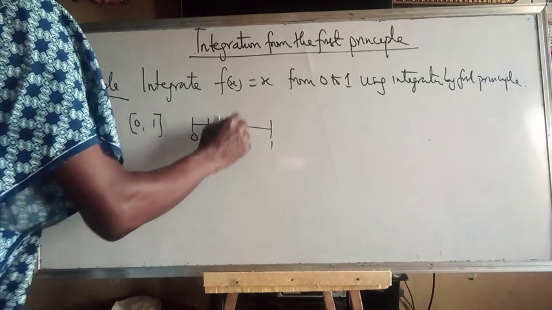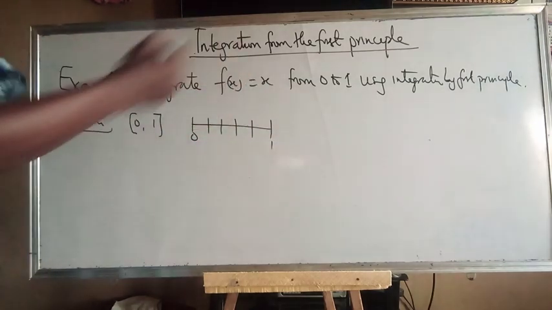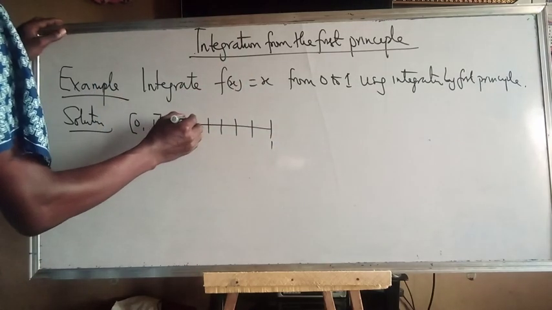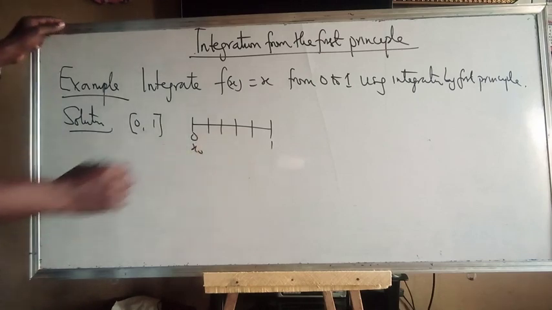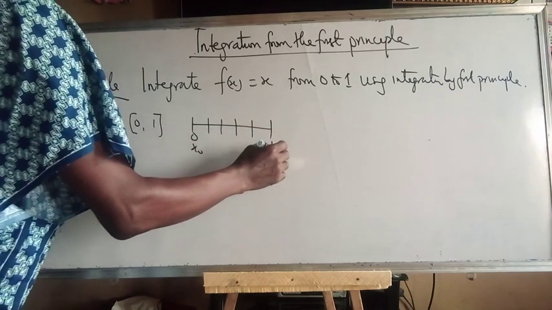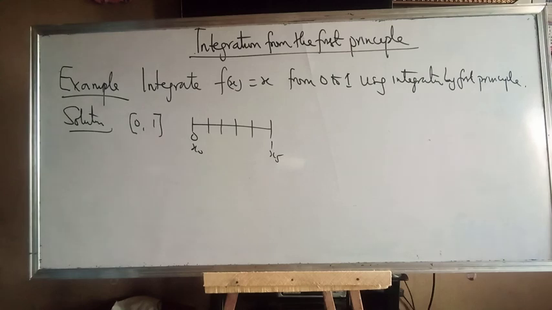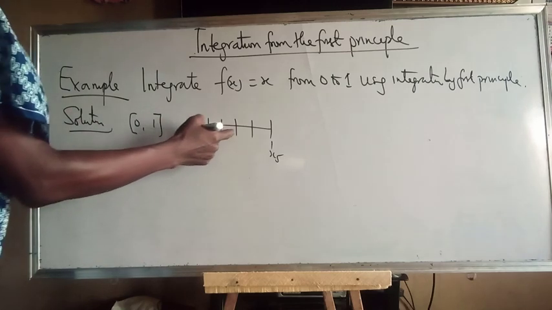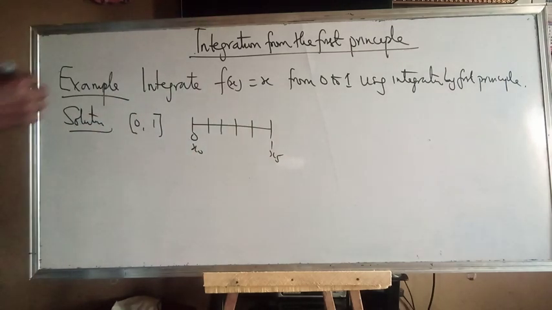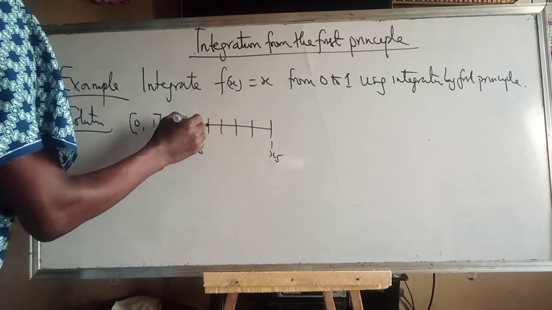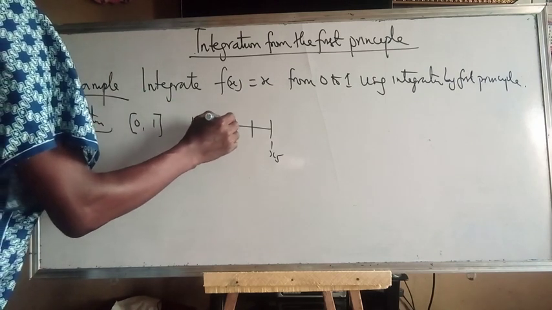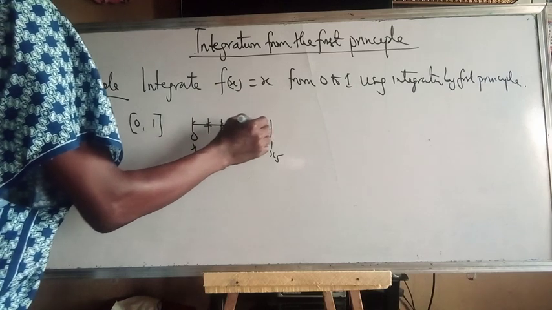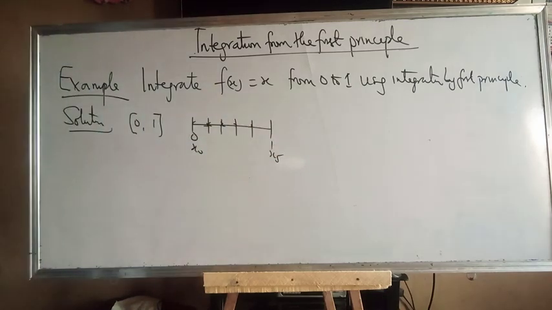1, 2, 3, 4, 5. So our n here is 5. So the first point here will be x0, while the last point here will be x5, which is xn. That is x1, x2, x3, x4, x5. So each of these intervals are sub-intervals. As you can see, they are sub-intervals. Right. So now, the very first thing we are going to do is to find the length of the interval.